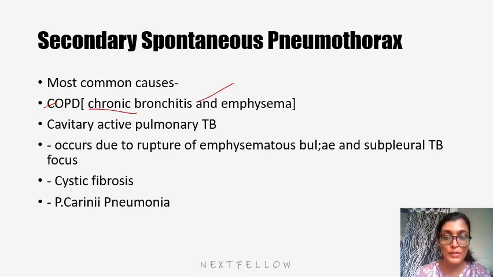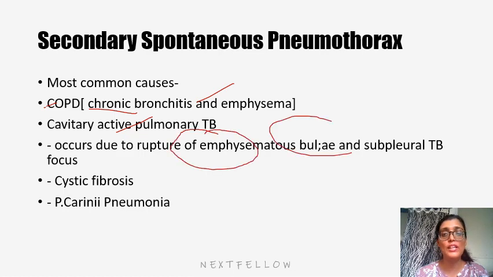And another important cause, in India, is tuberculosis. So cavitatory active pulmonary tuberculosis occurs due to rupture of the emphysematous bullae and subpleural TB focus, cystic fibrosis, yes, and pneumocystis carinii pneumonia. So these are some of the causes of secondary spontaneous pneumothorax.